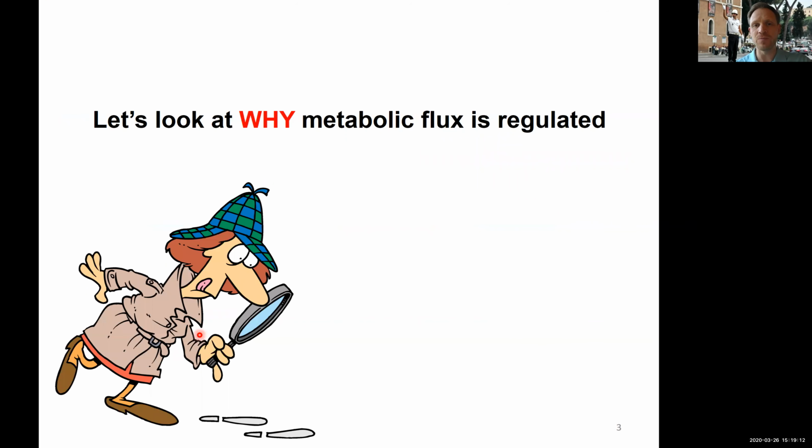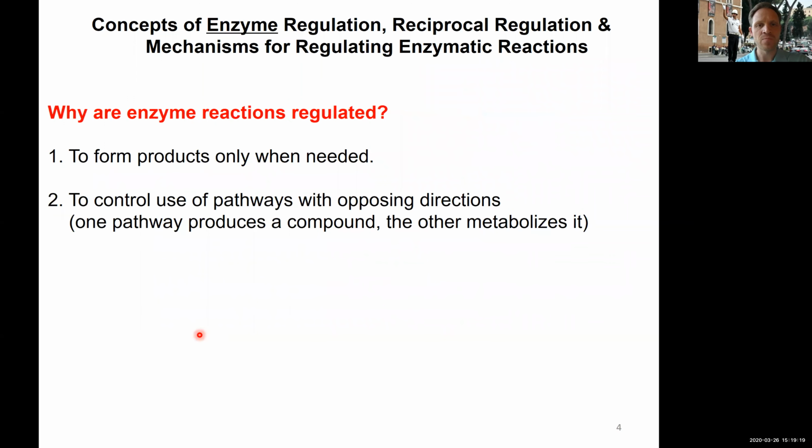Let's start first with why. Why do we want to regulate metabolic flux? What's the relevance here? There are two major reasons you could think of. One is you only want to form products when you need them. You only want to make glucose when you're in need of glucose and not all the time. So being able to regulate those pathways is really helpful.